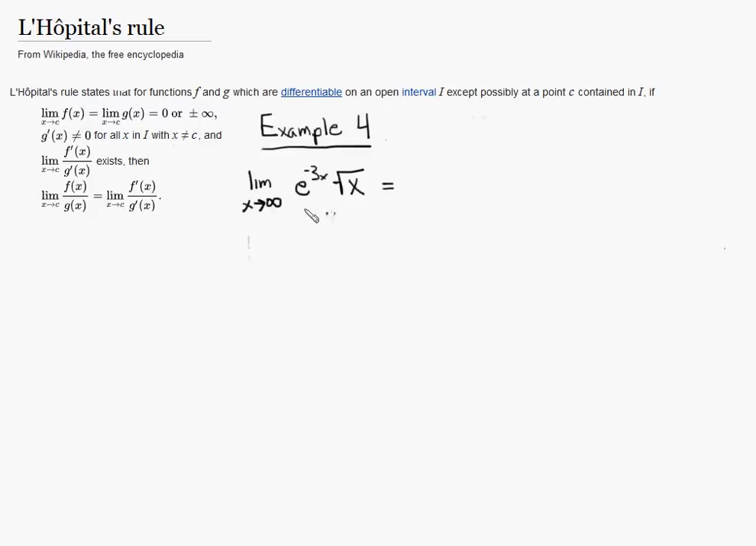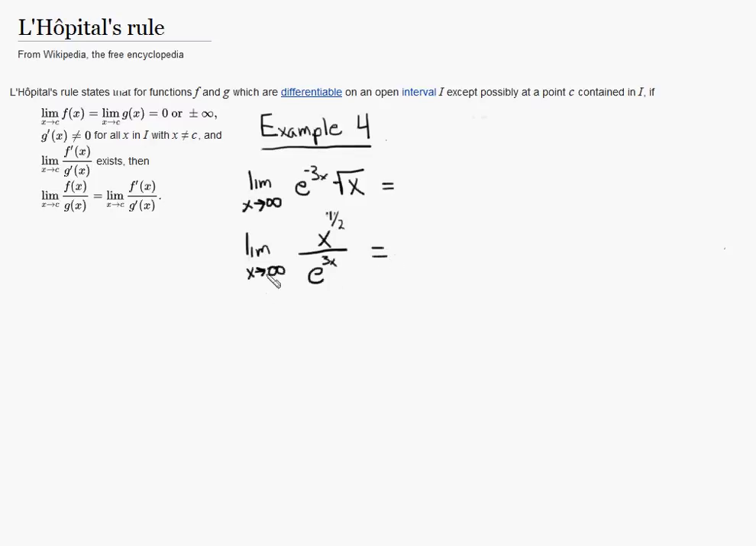So what we have to do is find a way to rewrite this. So limit as x approaches infinity. And then we're going to move this thing, the negative exponent, to the bottom and change the sign on it. So we have e to the 3x, and we'll leave the square root of x on top, but we'll write it in exponential form as x to the 1/2.